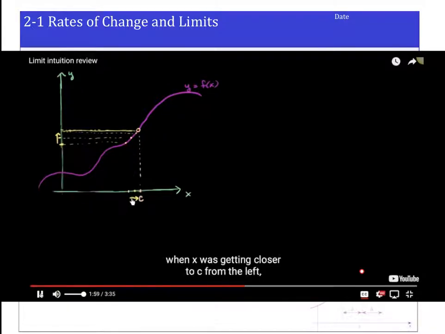And that was actually only the case when x was getting closer to c from the left, from values of x less than c. But what happens as we get closer and closer to c from values of x that are larger than c? Well, when x is over here, f of x is right over here. It's right over there. When x gets a little bit closer to c, our f of x is right over there. When x is just very slightly larger than c, then our f of x is right over there. And you see, once again, it seems to be approaching that same value.